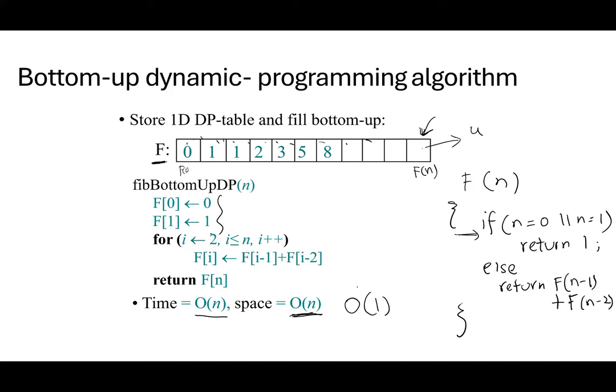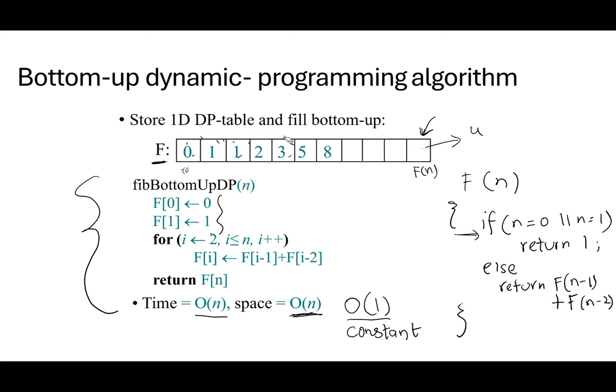This is your homework. How can you rewrite this problem using just order of one? Order of one means constant space. This is your thing to solve at home. It's easy, you can just think about it. One clue is: do I have to keep all of these in the memory, or can I reuse them?